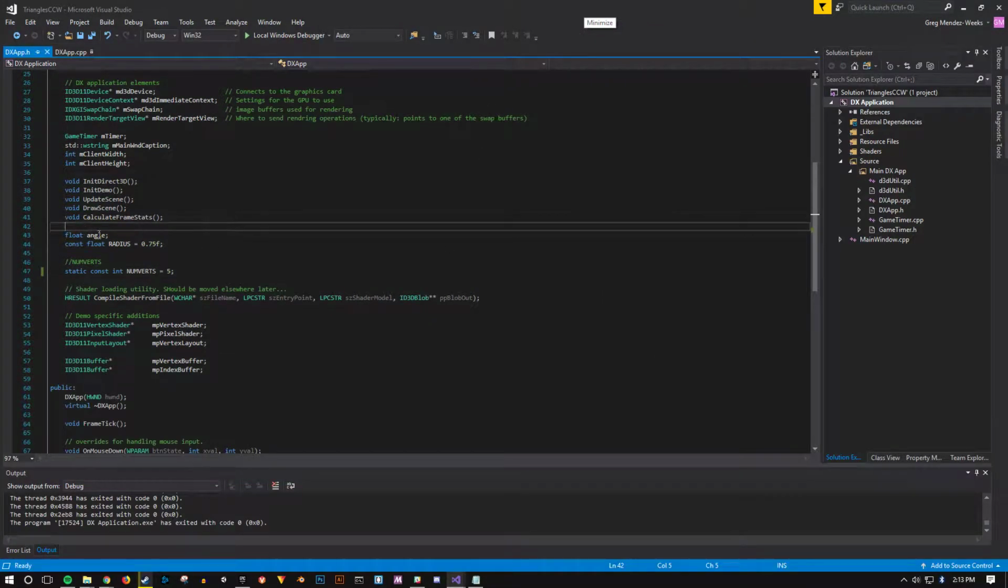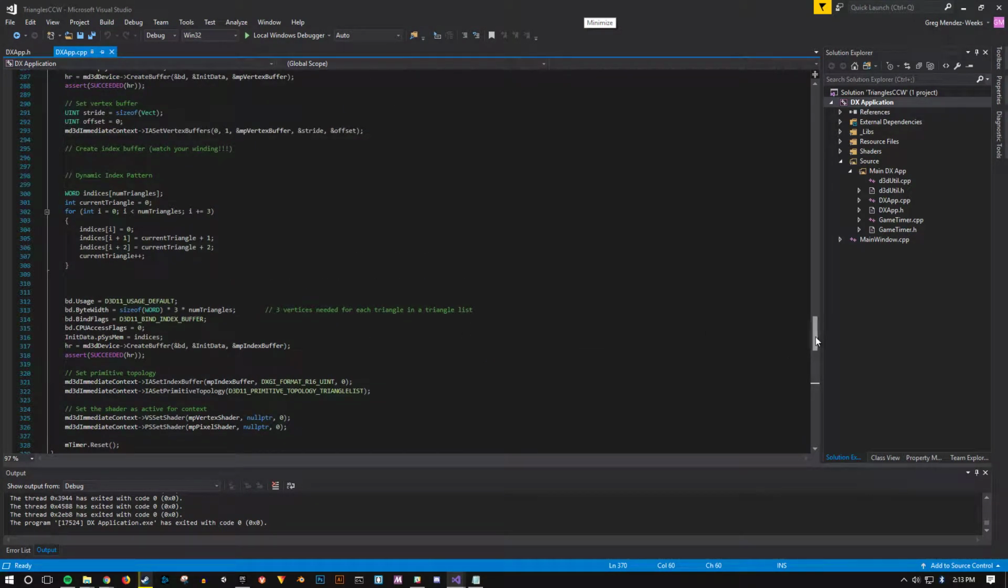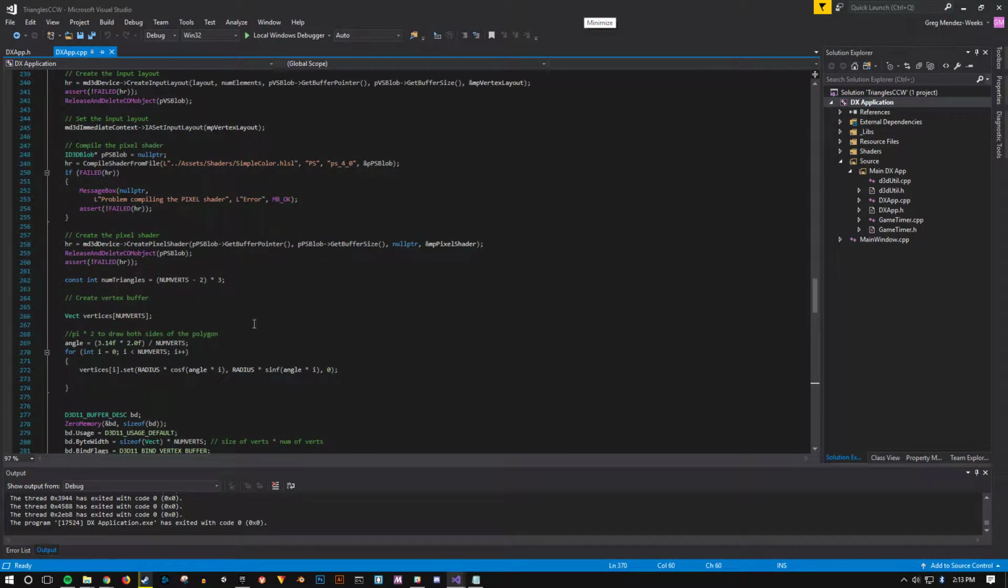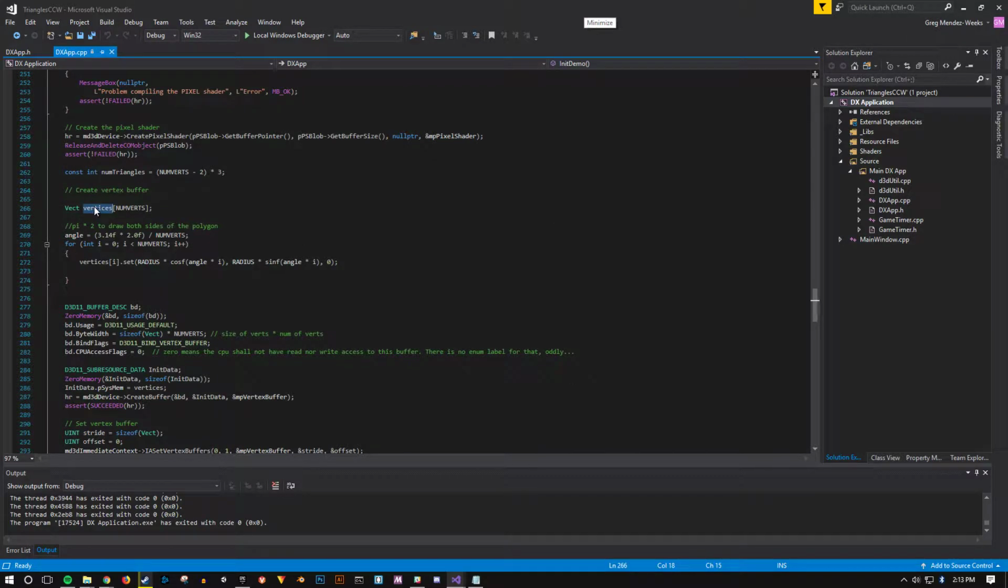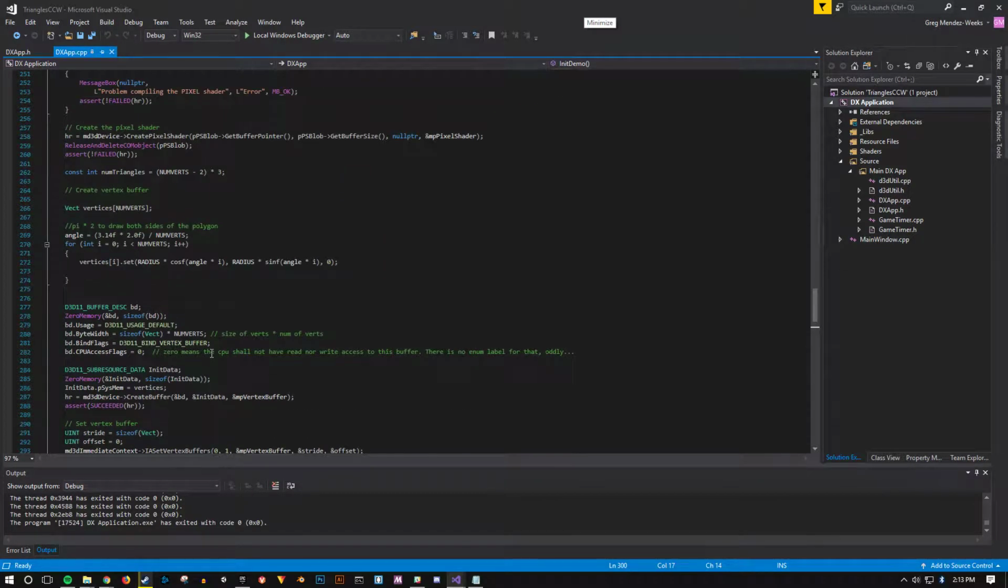Alright, so I looked around online. There were some examples of people doing things that were similar, and I noticed that there was a consistency where they had this angle and a radius for the circle. So it's just some basic geometry stuff. I pretty much just have two for loops that are assigning the vertices and then the indices for the winding. So this is pretty much where all the magic happens.